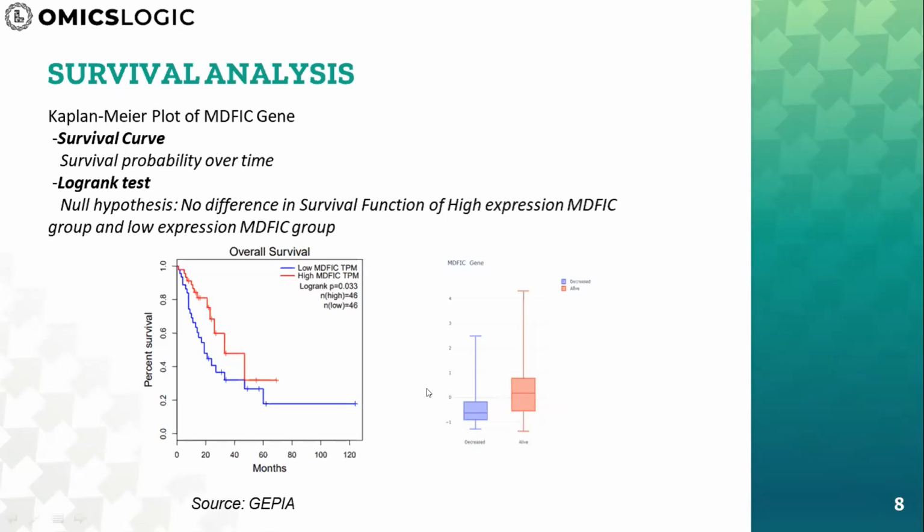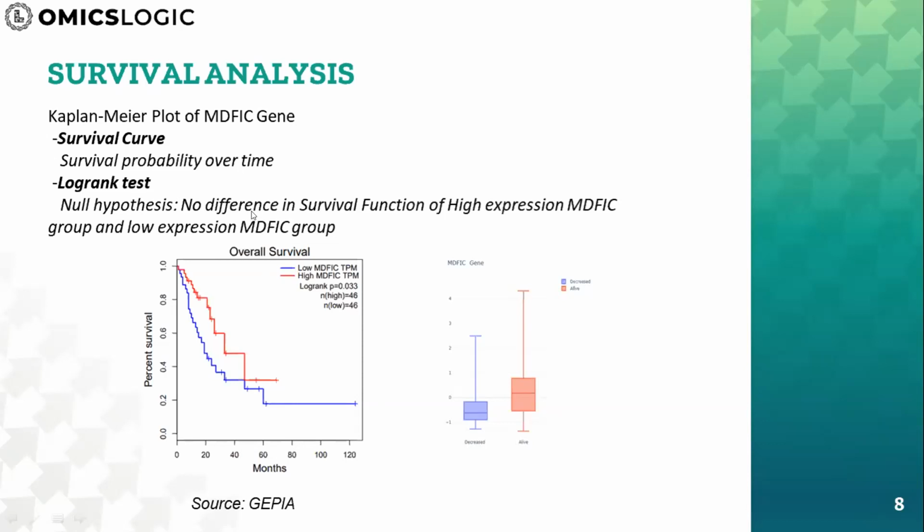To simplify it, for the sake of explaining, I've divided it into two parts. First is a survival curve and second is a log rank test. The survival curve represents the survival probability over time. Talking about this graph, there are two groups: the low MDF1C group and the high MDF1C group.